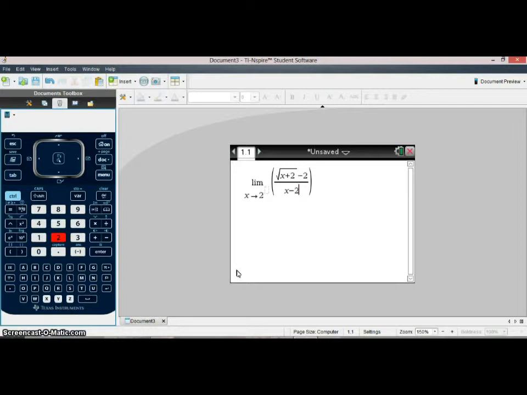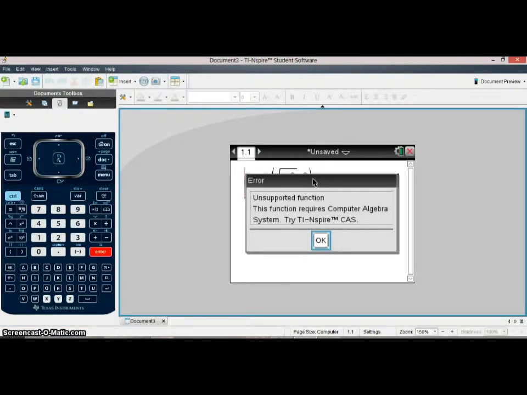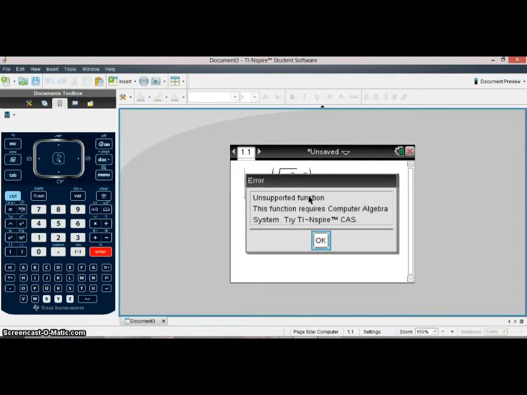Now, if I had a TI Inspire CAS and I hit enter right now, it would give me the answer. But since I don't, I'll just show you what happens. It says unsupported function. This function requires computer algebra system TI Inspire CAS. So I don't have that. So all of you that have that, well, I'm jealous. But you still have a great calculator in front of you. So what are we going to do?